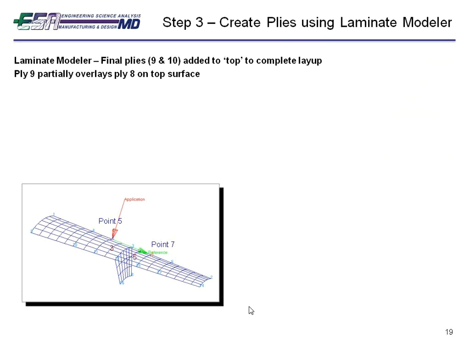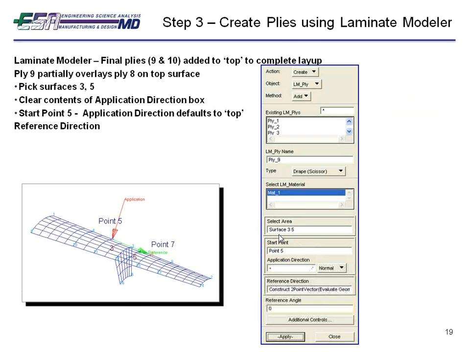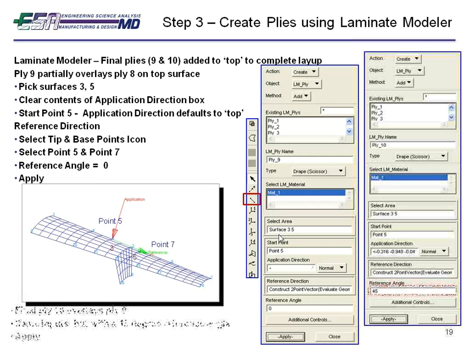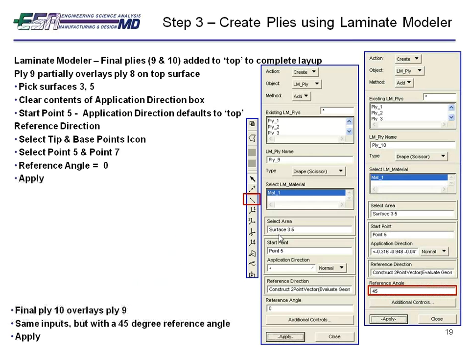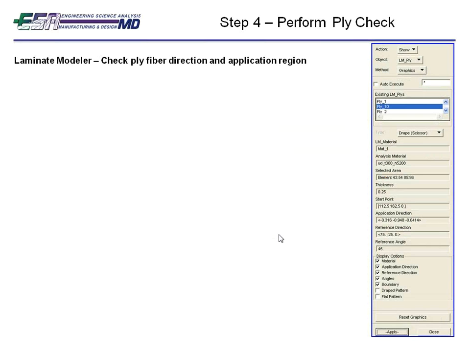Plies 9 and 10 are draped over sections 3 and 5. The exact same process, where the first ply is 0-degree reference angle, and ply number 10 is the exact same with a reference angle of 45 degrees. Okay, so now we've defined all the plies we want to use in our model.